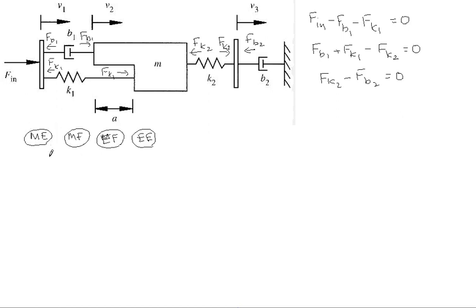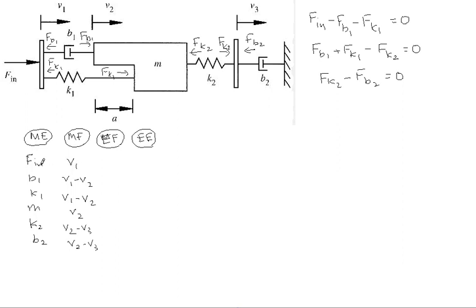We next construct a table for the mechanical element, mechanical flow, and electrical element. Working from left to right, it is easy to see that the mechanical elements are the input force Fin, the damper B1, the spring K1, the mass M, the second spring K2, and the damper B2.